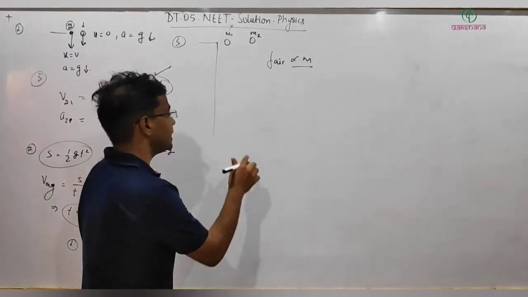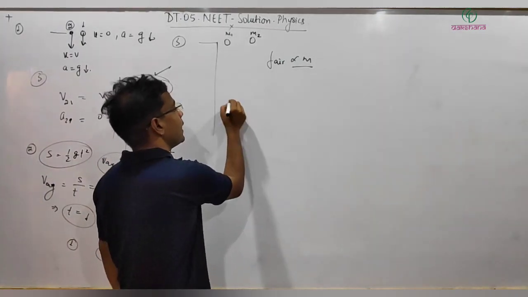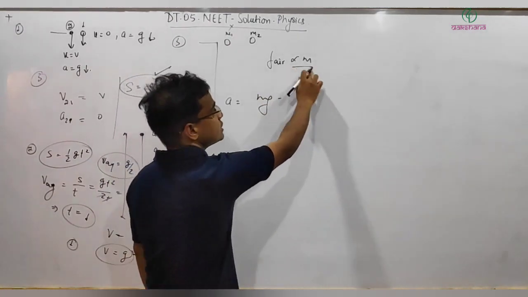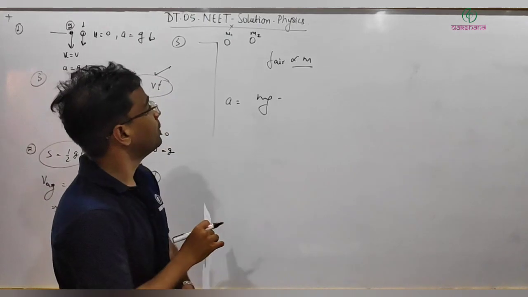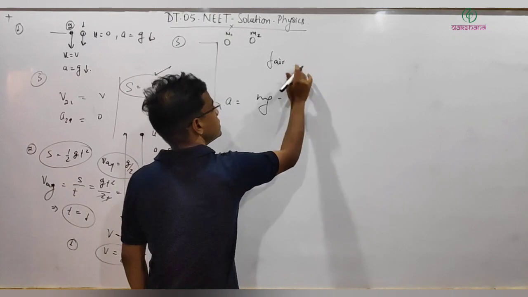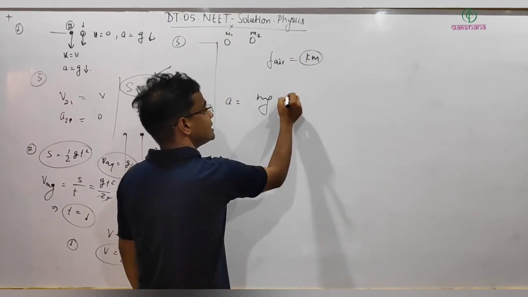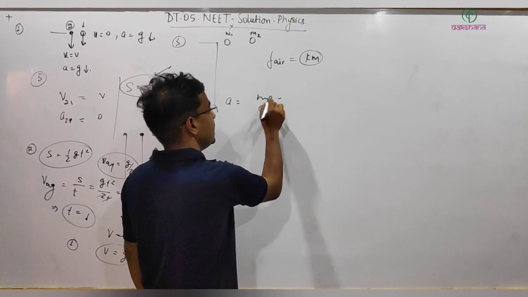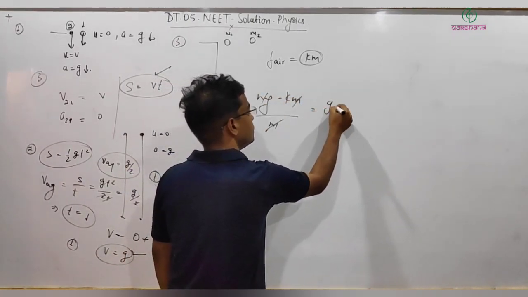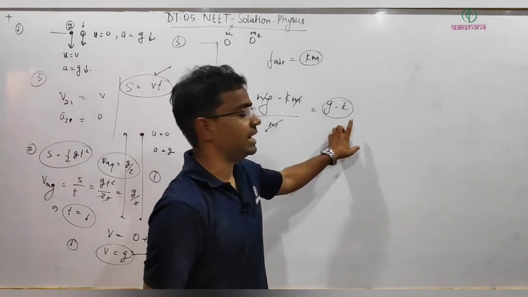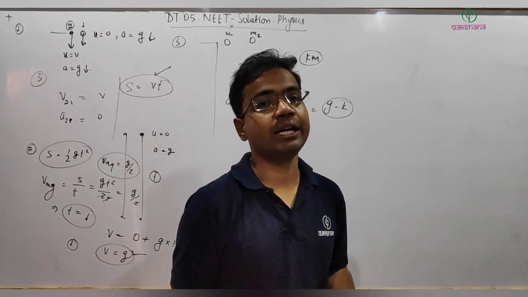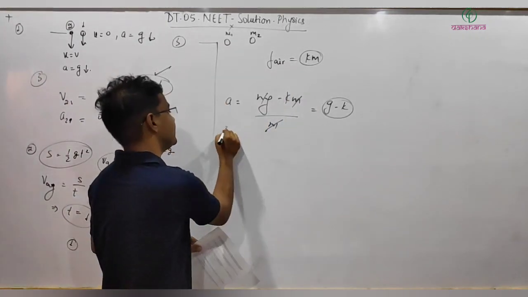Here, the acceleration is given by mg minus air resistance, where air resistance is proportional to mass. Let some constant be k, so air resistance is equal to k into m. The net force gives acceleration equal to mg, the downward force, minus air resistance, divided by mass. You can check, it comes out to be g minus k. It's not depending on the mass of the body, so both the bodies will reach the ground simultaneously. The third option is the right answer.